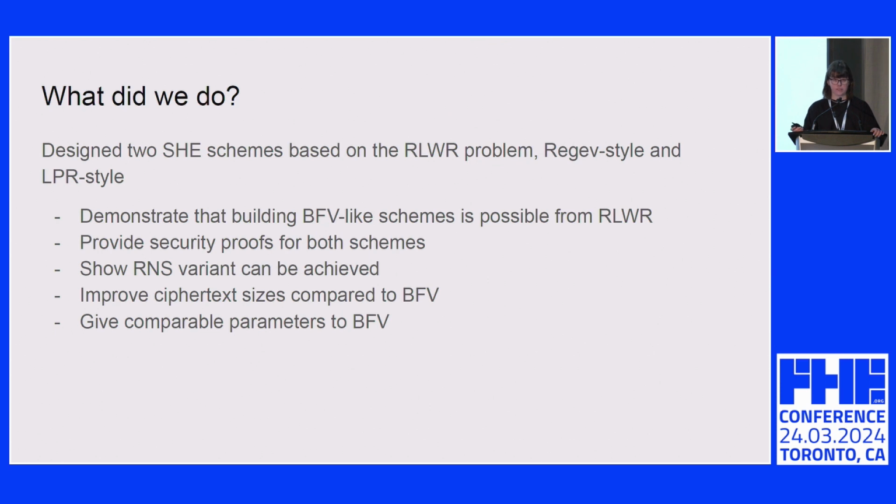We show that RNS variance can be achieved. I didn't go through this today. We also improve ciphertext sizes compared to BFV. And the parameter sizes are comparable to BFV.